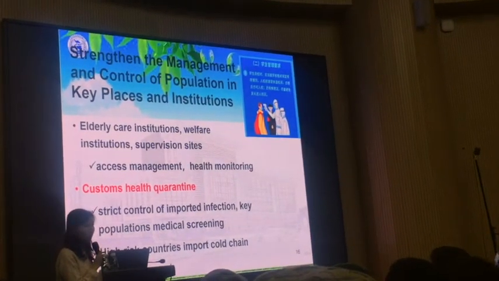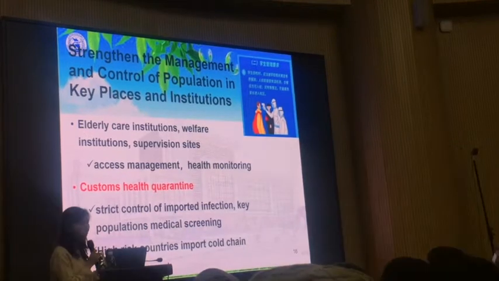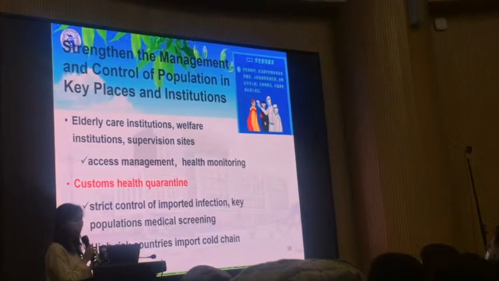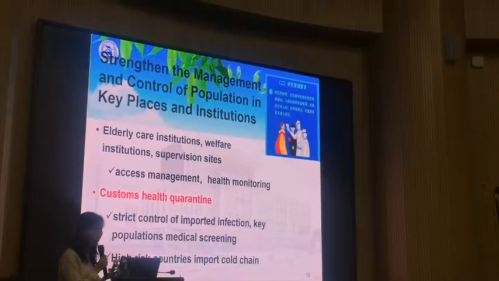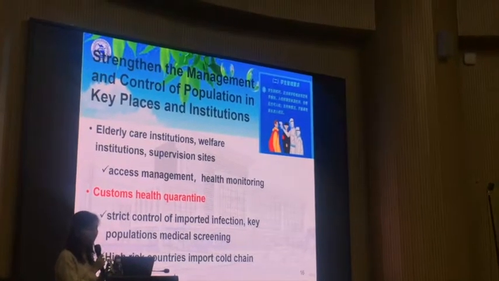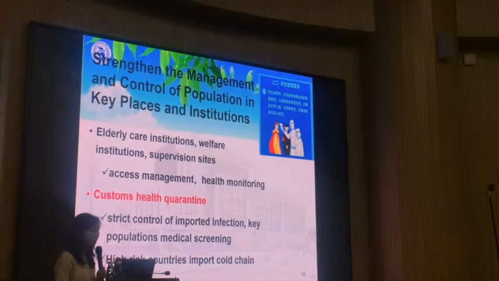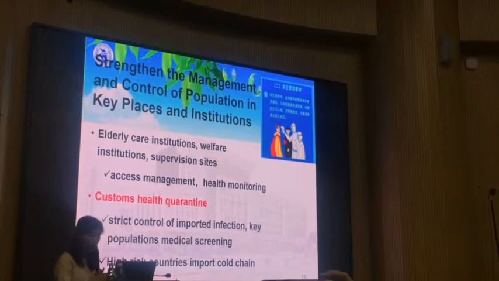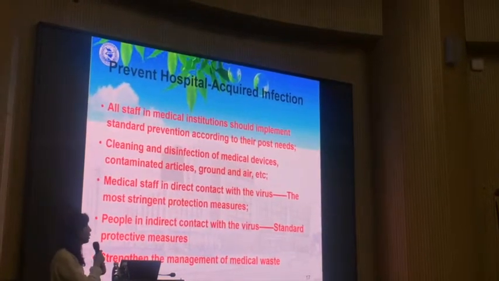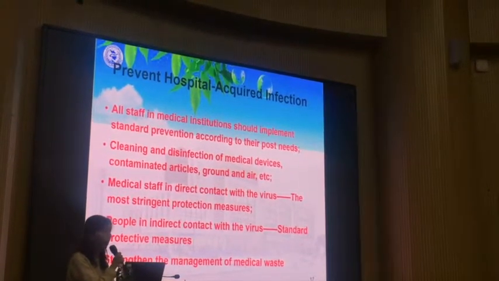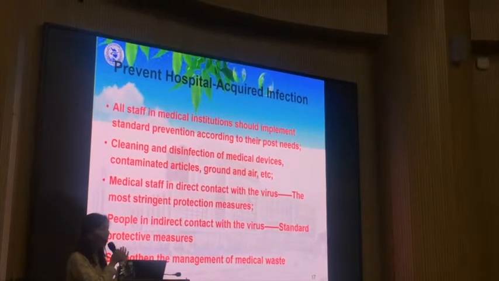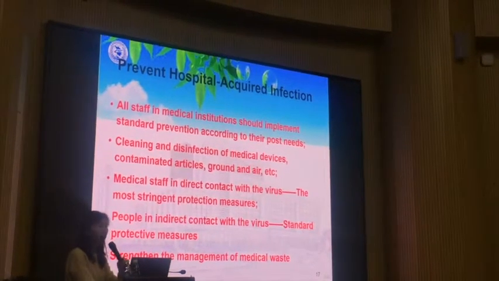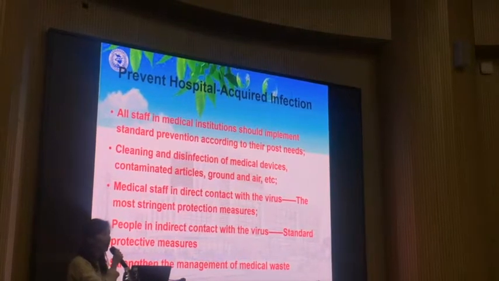And in elderly care institutions, welfare institutions, and divisions sites, we do access management and health monitoring. And in customs health quarantine, we do strict control of imported infection, key population medical screening, and high-risk countries' imported cold chain food. And also, I think preventing hospital-acquired infection is very important, and the government puts a lot of emphasis on this work.